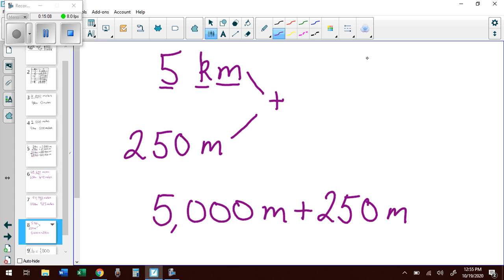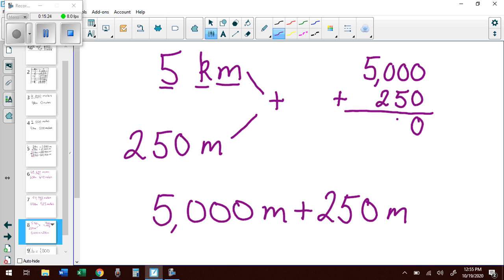And then 5,000 plus 250, nice and lined up: 0, 5, 2, 5. Now don't put kilometers because it's not what it's asking. Once you've taken it out like this, you are measuring meters.